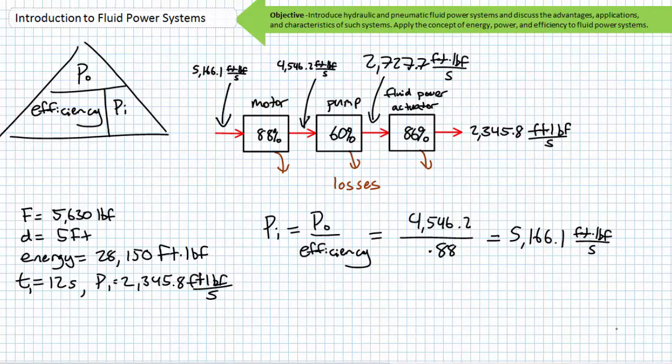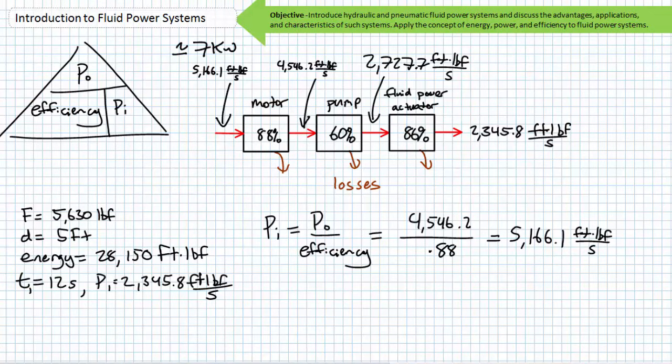Finally, we find that the motor has converted only 4,546.2 foot-pounds force per second of the available 5,166.1 foot-pounds force per second of electrical power to usable rotational mechanical power. The remaining 12% of this input is considered a loss to the system. All in all, this system needs to consume 5,166.1 foot-pounds force per second of electrical power.